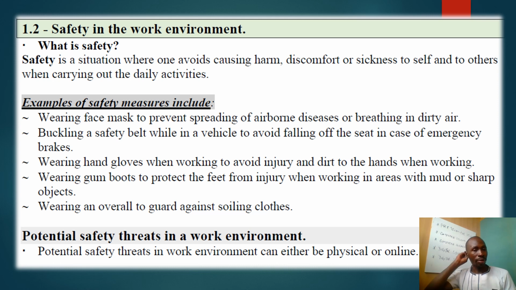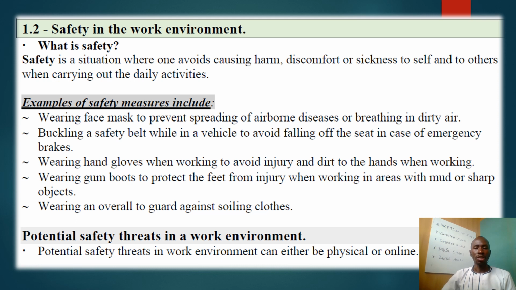The last example that I want us to look at is wearing an overall to guard against soiling clothes. This is common in factories, industries, and even the jua kali. People are advised to wear what we call overalls. An overall can be a dust coat. This helps you to avoid dirtying or soiling the clothes that you're wearing.